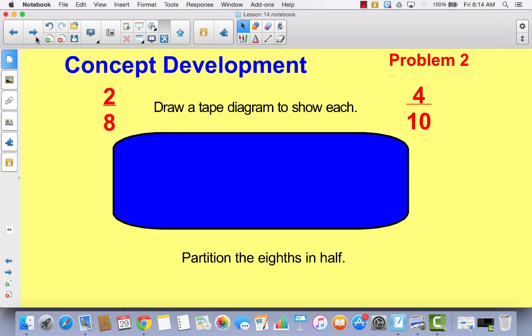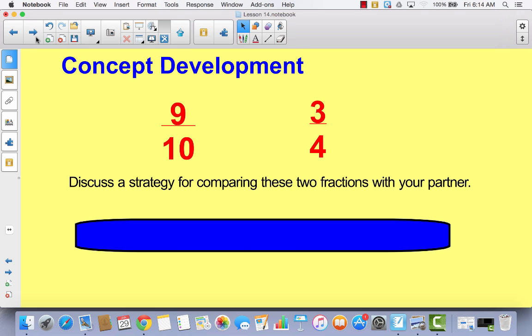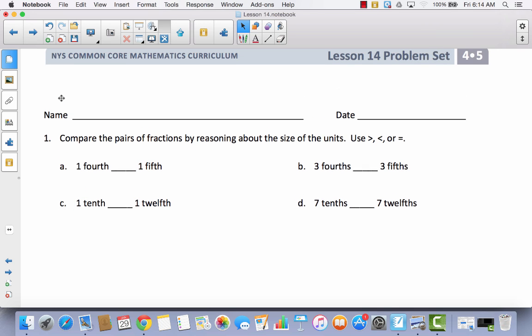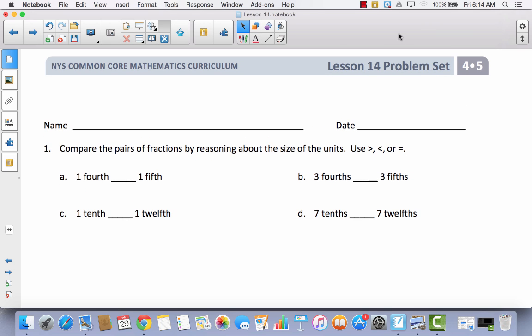Okay? All right, we're going to go ahead and skip ahead to our problem set today because our problem set is 3 pages long. So you're going to have a lot to do here. Go ahead and write your name and the date, and then let's get ready to get started.